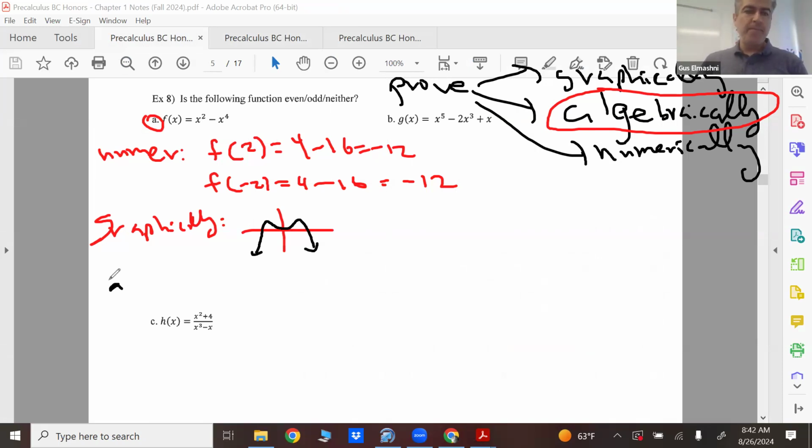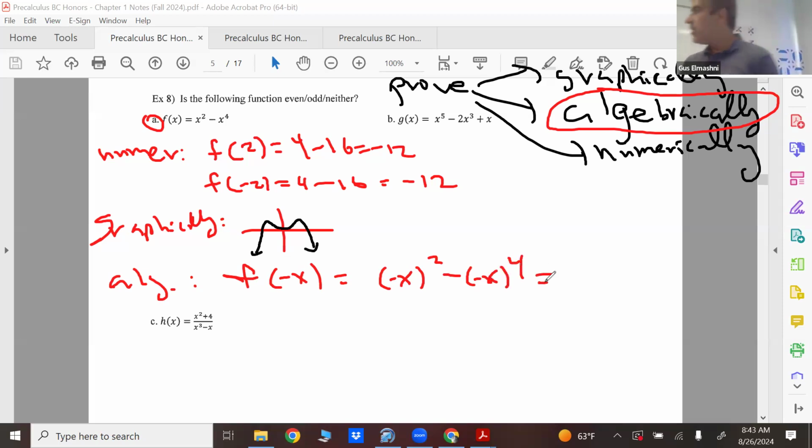Okay, algebraically. This is what I really care about. Here's what you gotta do. You literally have to replace x with negative x. It's like a composite function. That's why we cover this after composite functions. So you literally replace x with negative x. What happens if you square negative x? What does it become? Or raise negative x to the 4 power? Yeah, it doesn't change, it stays the same.